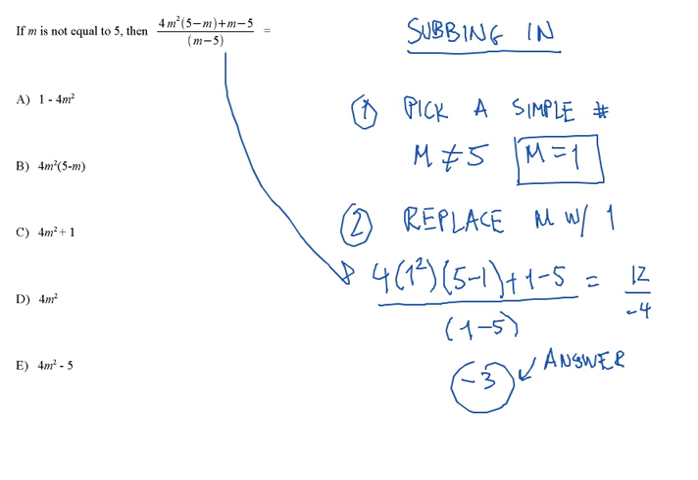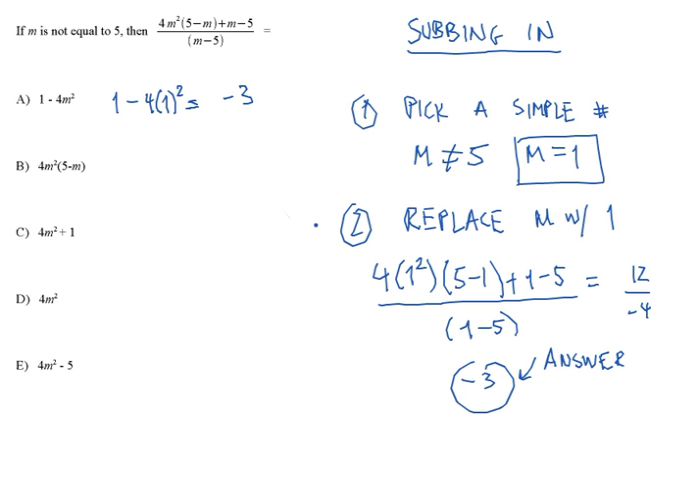We now have to look for this answer in the answer choices by substituting 1 in for m again, this time in the answer choices, and seeing which answer choices give us negative 3, which was the answer that we found. So let me get some more space here. If you take a look at answer choice A, we get 1 minus 4 times 1 squared, which is equal to 1 minus 4, or negative 3. This is the answer we were looking for.